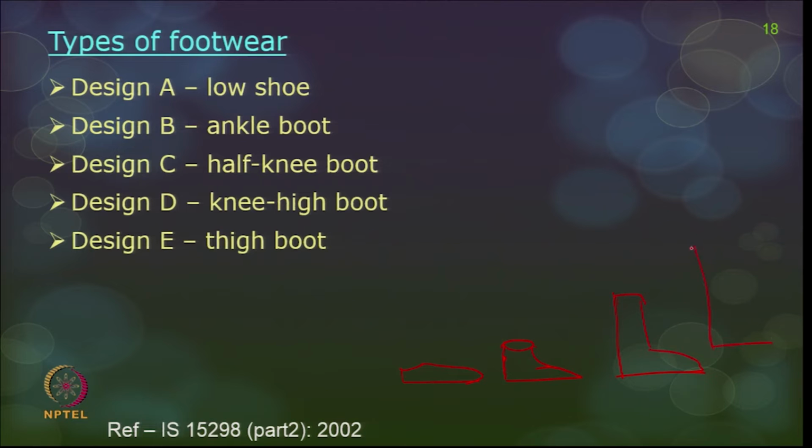So, knee high boot stops at your knee level, and then you have this, the thigh boot, it actually extends above your knee. Okay, this is your knee, it extends above your knee and it covers your full thighs. So, these are the different types of footwear available, okay.